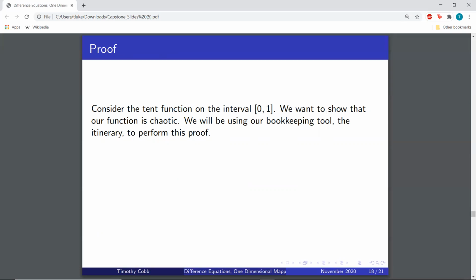So we're going to consider the tent function on the interval [0, 1]. We want to show that our function is chaotic. We'll be using our bookkeeping tool, the itinerary, to perform this proof. So we're going to consider the itinerary T1 to Tk, where each T sub i equals L or T sub i equals R. So for example, our itinerary could be L k times, or it could be R k times, or it could be any combination of the two. The important thing is that it is the same up to that kth point.